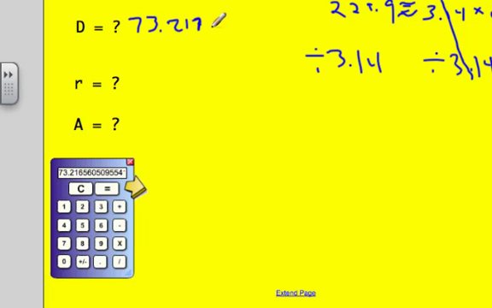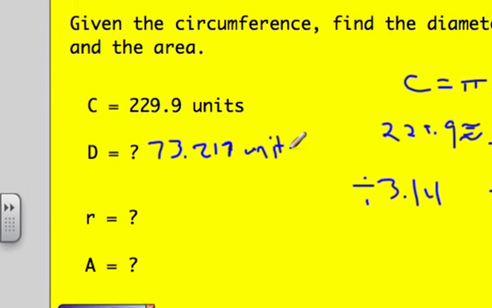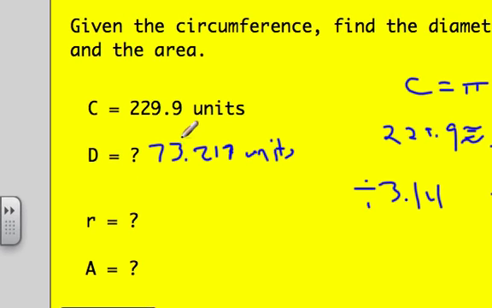73.217 units. Very important to note with this, if you type garbage into the calculator, it's going to give you garbage back out. So I'm just going to do a quick estimate. 70 times 3 is 210, and 3 is about pi. And that's about right there. So I'd say that's a good answer.